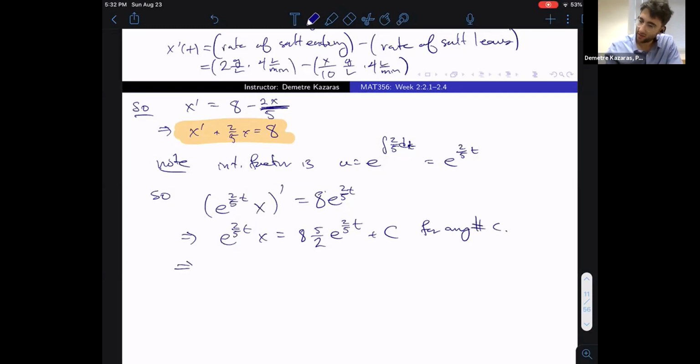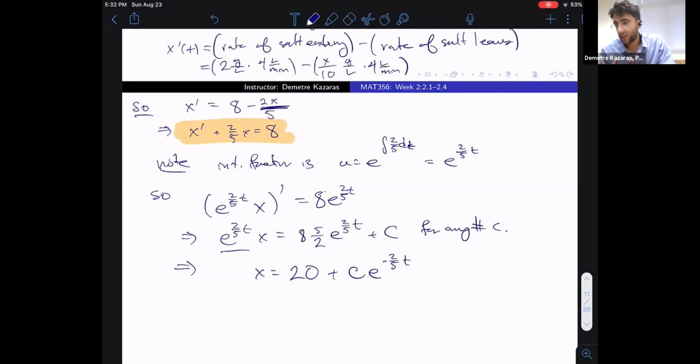Or in other words, solving for x, remember, we want to know x, the number of grams of salt at time t. X itself is equal to, okay, now let's divide everything by e to the 2/5 t. We get 4 times, that's 20, plus c divided by 2/5 e to the 2/5 t, so that's e to the minus 2/5 t, where c is any number.